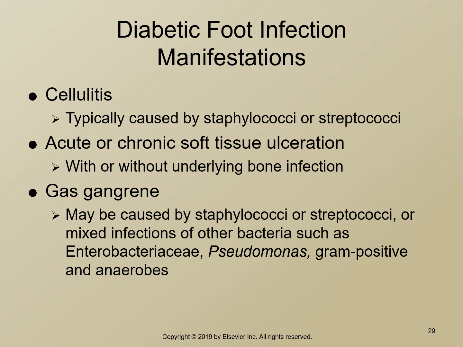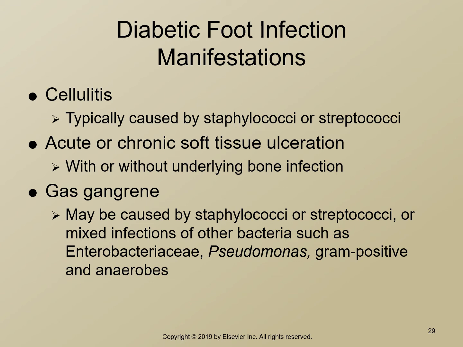Diabetic foot infections can progress to cellulitis. So these are typically caused by streptococci or staphylococci, as we saw when we discussed cellulitis. Acute or chronic soft tissue ulceration can occur, and this can be with or without underlying bone infection. And finally, gas gangrene can occur as a result of the initial foot infection, and this can be caused by various organisms and is usually a mixed infection, but it can include staphylococci, streptococci, and then other bacteria like Enterobacteriaceae, Pseudomonas, gram-positive organisms, and anaerobes such as Clostridia, which we saw in our anaerobe chapter.